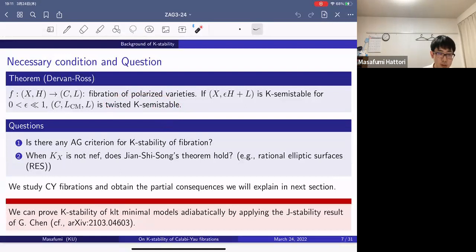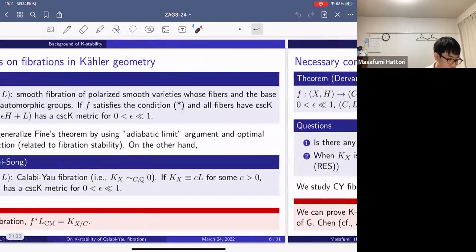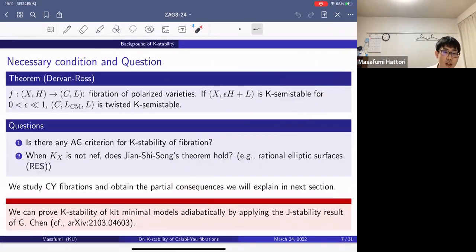And so there are natural questions on K-stability of fibrations. The first one: is there any purely algebraic criterion for K-stability of fibrations, as in the Dervan-Sektnan and Hattori theorem? And the second: when K_X is non-nef, does the Hattori theorem hold? For example, rational surfaces have canonical line bundle non-nef.